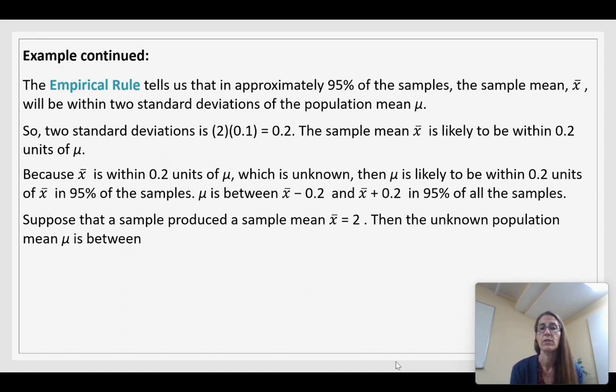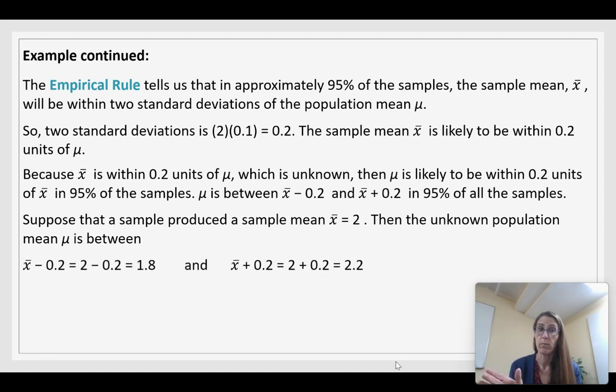Suppose that a sample produced a sample mean X bar equals 2. So we can calculate the sample mean. We have the sample, we can calculate the mean, the average of that. But then the unknown population mu is between X bar minus 0.2, so 2 minus 0.2 is 1.8, and X bar plus 0.2, so 2 plus 0.2 is 2.2.